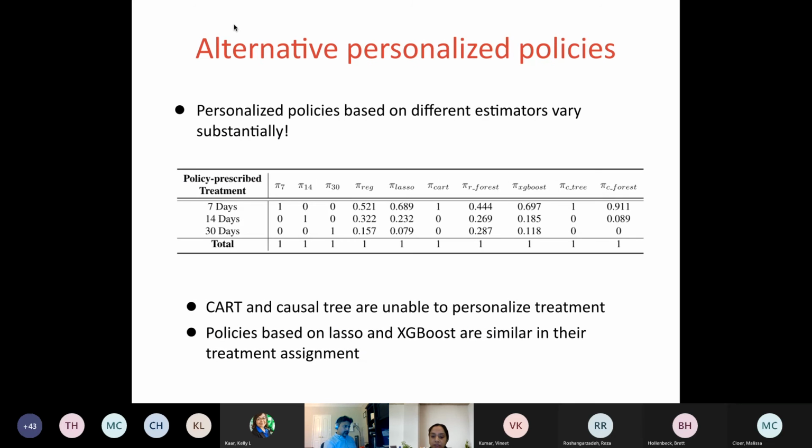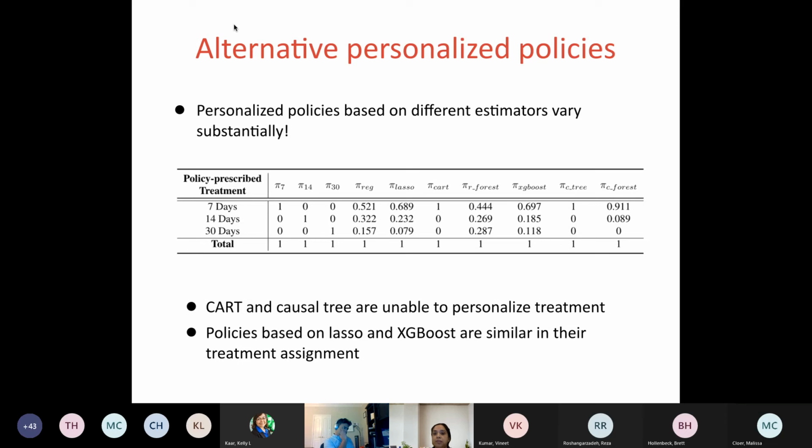Okay, so far everything that I talked about was actually with lasso. So the question is, that is just one method to do that, right? How about other ways to personalize policies? As I said, there are many ways to do this. So what I'm showing you here is other personalized policies based on different estimators. And what you see in this table here is each policy. So for example, Pi7 is a policy which gives 7 days to everybody. Pi-reg is a personalized policy based on regression, and how many people it assigns to 7 days, 14 days, and 30 days.